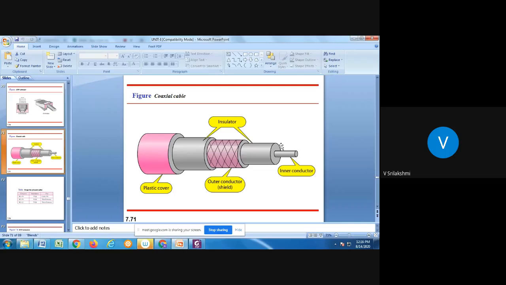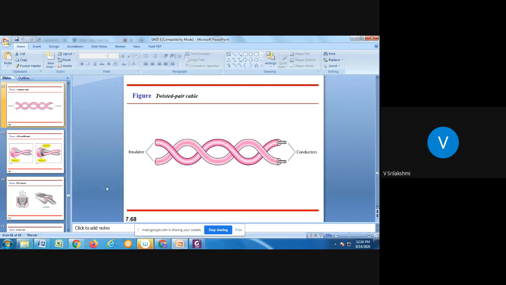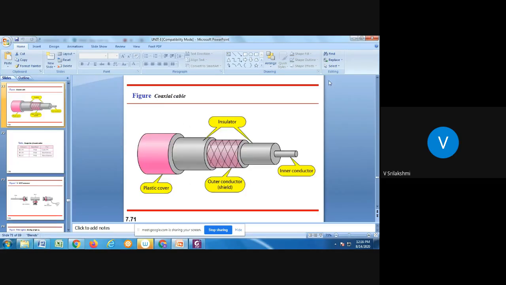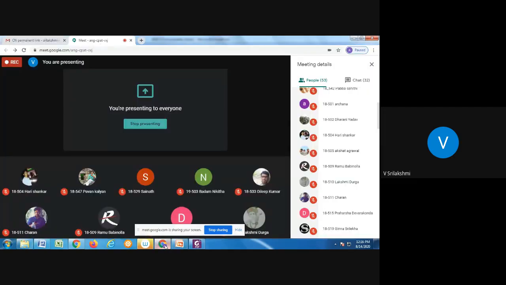This inner conductor is enclosed with an insulator. Why do we need to use an insulator for this copper conductor? Can anyone answer me? In the previous slide, the twisted pair also has a conductor enclosed with an insulator. Similarly, in the coaxial, the inner conductor is enclosed with an insulator. Why do we need to enclose the conductor with an insulator? Resistance? Say loudly. To separate it from other conductors.